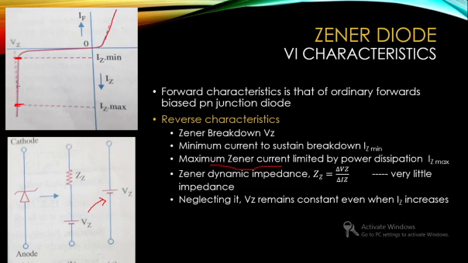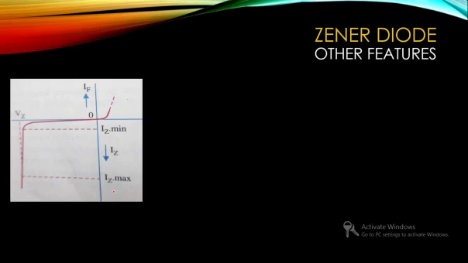Whatever the change in current, there is very little change in breakdown voltage. The voltage will always be very steady. That is why the equivalent circuit of the Zener, when used in the Zener breakdown region, is represented as a battery, which means a constant voltage of VZ is given by the Zener.